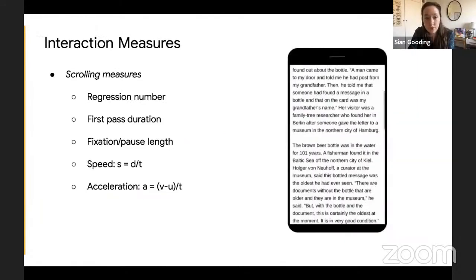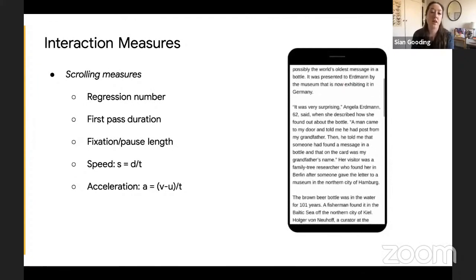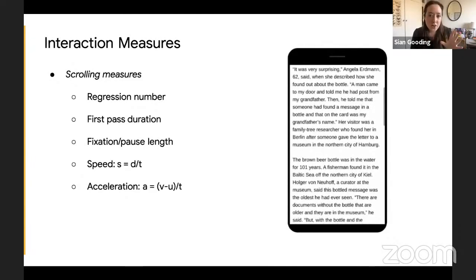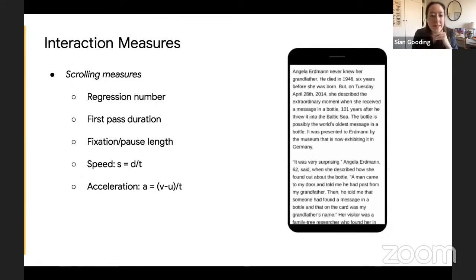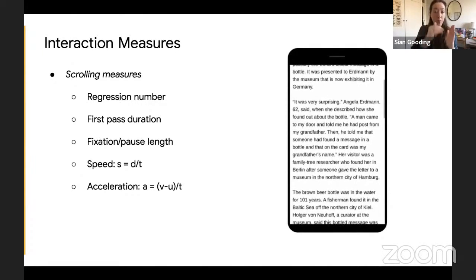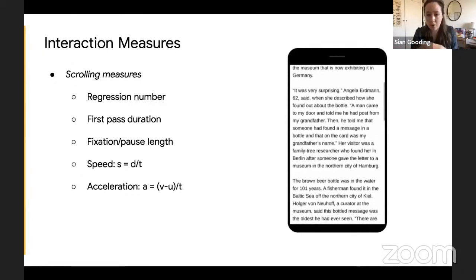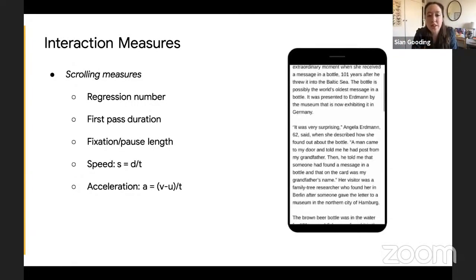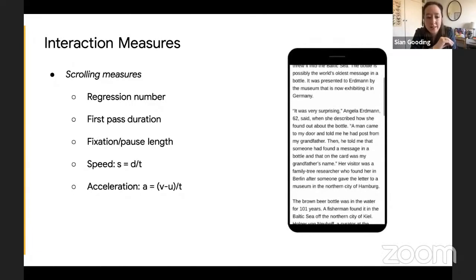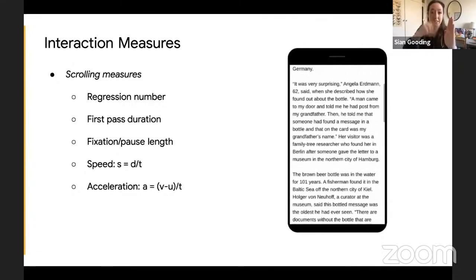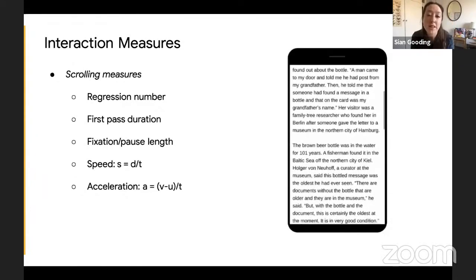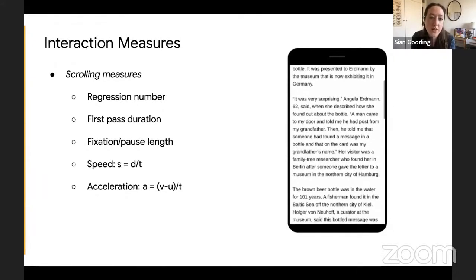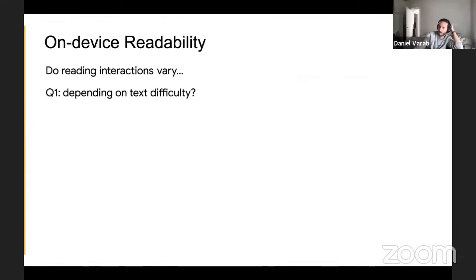The interaction measures that we looked at were scrolling measures. We looked at the average speed of reading, the minimum and maximum speed of reading, the acceleration, and how many times someone would pause when they were reading. You can see here on the right, this shows someone scrolling through. And also the number of regressions. This was inspired by eye tracking research. Essentially, as someone's reading, if they scroll back up to revisit an area of the text, we count the number of times that they do that. So those were the different interaction measures that we looked at.